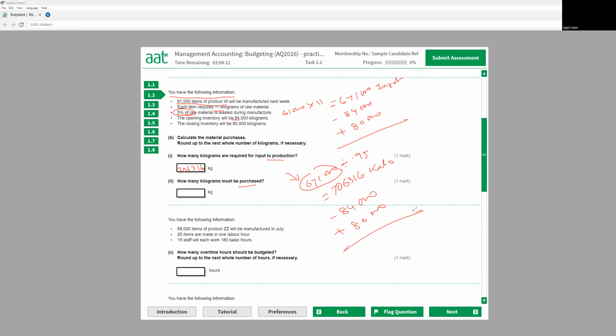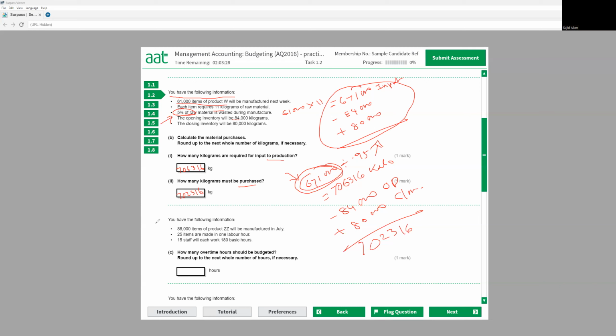So I do minus 84,000 plus 80,000. And that gives me 7,023,115.7. So let's take 6, so 7,023,116. Remember this calculation: if there is no wastage, we do it this way. But as there is wastage, we have to gross it up first. Then we have to adjust our opening and the closing.